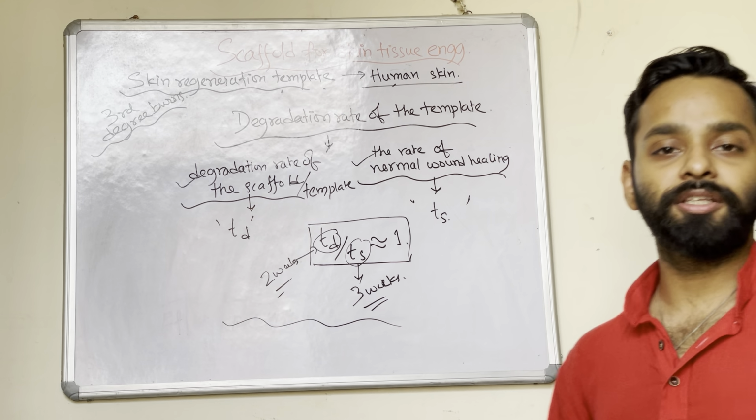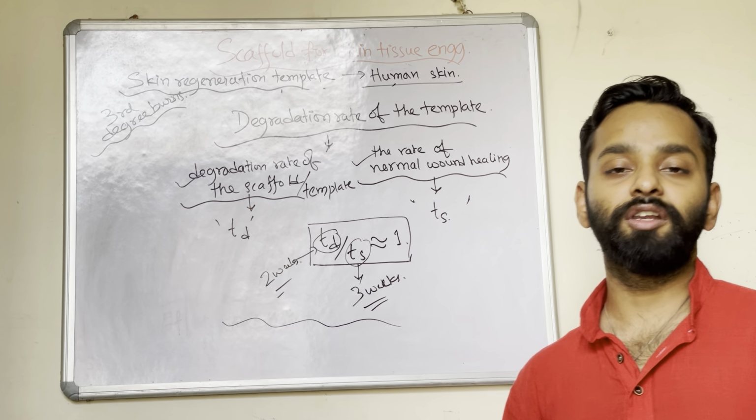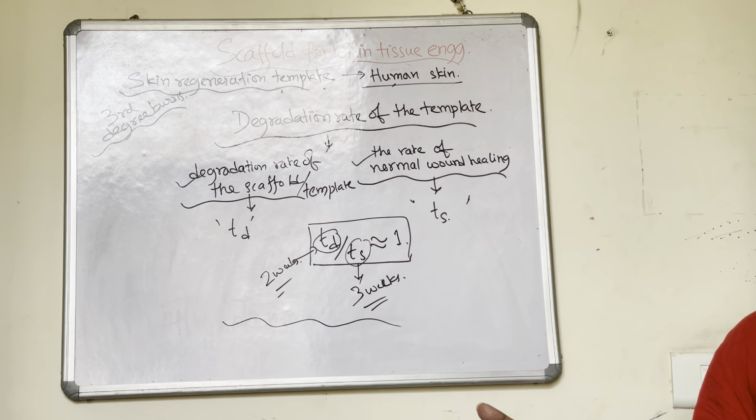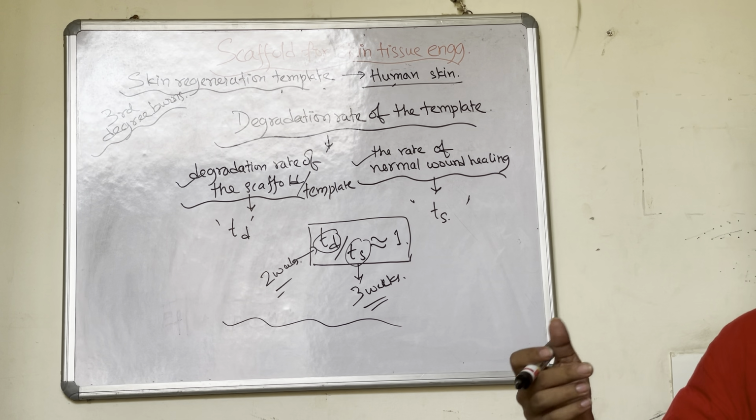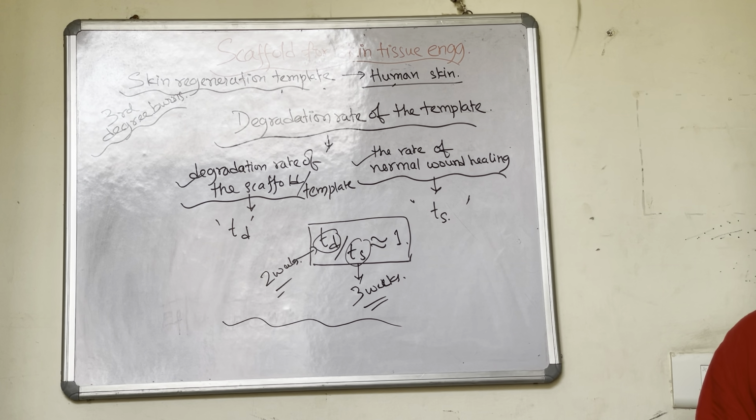With this we'll end today's video, and in the subsequent videos we'll look at some other types of templates and some other types of important biomaterials or polymeric systems which can be used for constructing many other interesting constructs for different applications in tissue engineering and other fields of biomedical engineering.